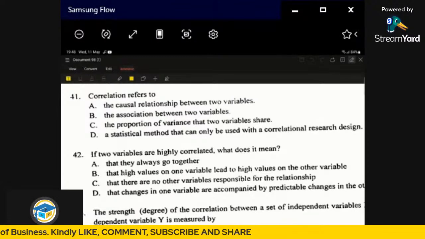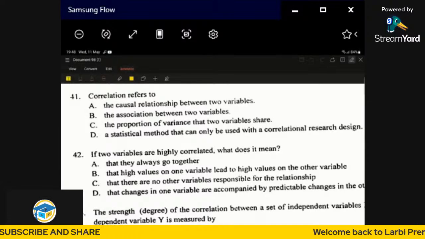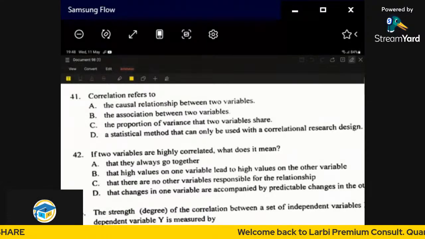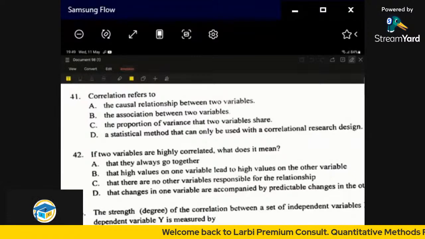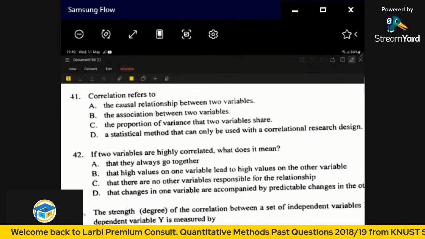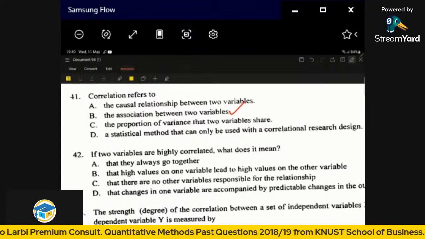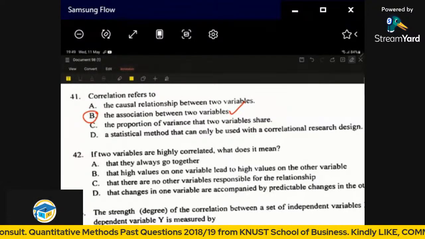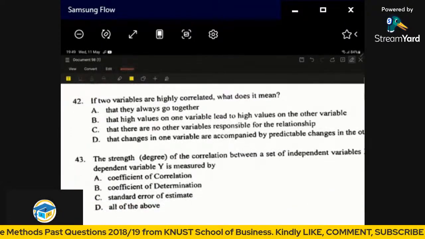So here, with correlation, we are talking about the association between two variables. We are talking about the relationship that exists between two variables. Is that okay? All right, so let's be guided by that. That's going to be option B, so I've circled it here.